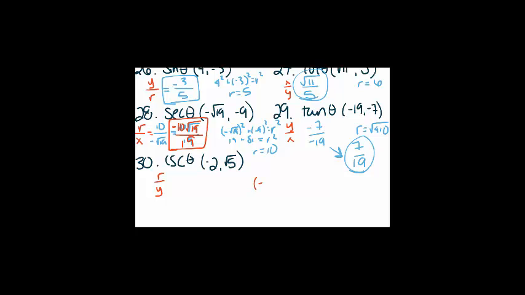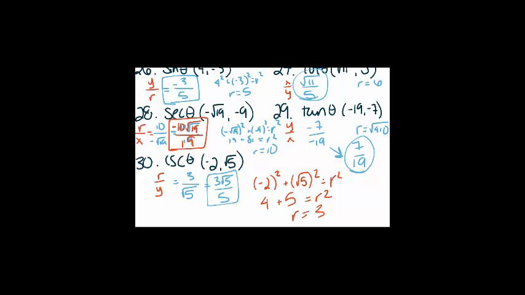I'm going to take negative 2 squared plus square root of 5 squared equals r squared. Looks like I get 4 plus 5 equals r squared. R is going to be 3. So if I need to find r over y, it looks like I get 3 over square root of 5. Can't leave the square roots in the bottom. We're going to multiply top and bottom by that square root. And I get 3 square roots of 5 over 5.